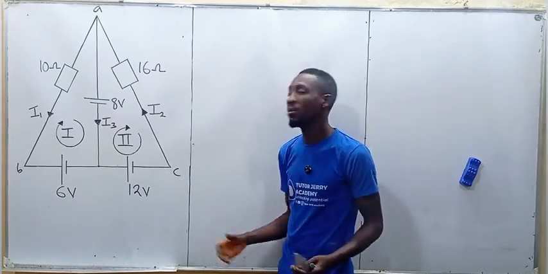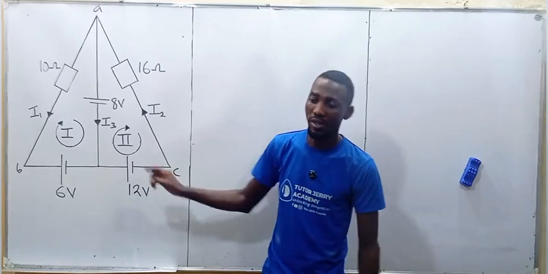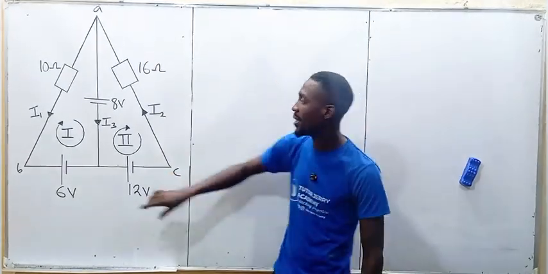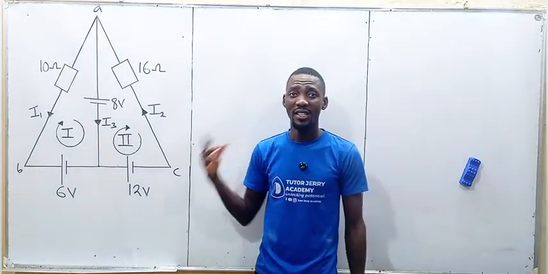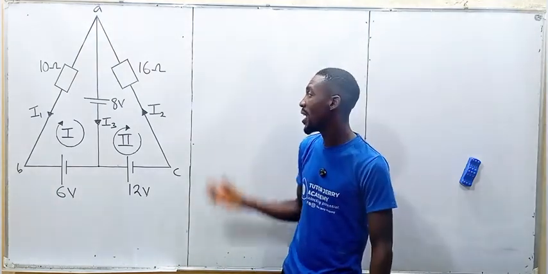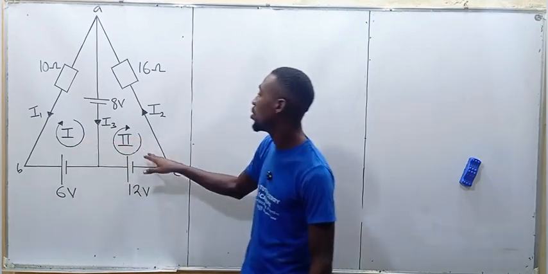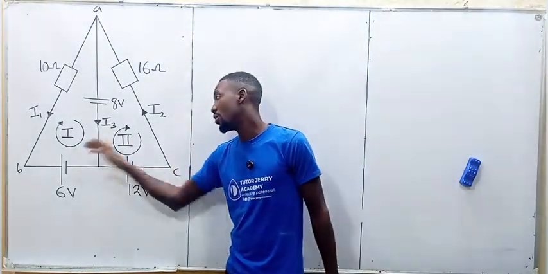Originally, this direction is not included in the question. I am the one that included it. I'm taking a clockwise direction. You can decide to take an anti-clockwise direction; we will all arrive at the same answer. The first thing is we have loop 1 and loop 2. We are going to apply Kirchhoff voltage law to loop 1.